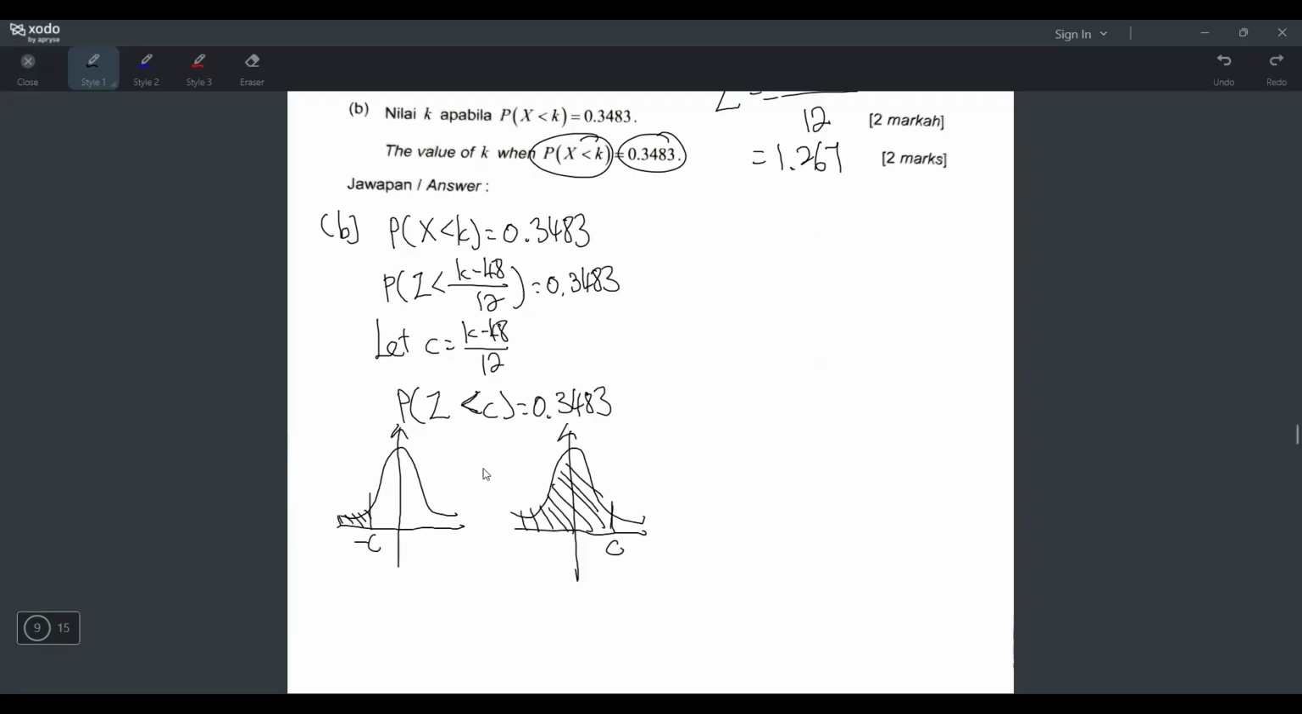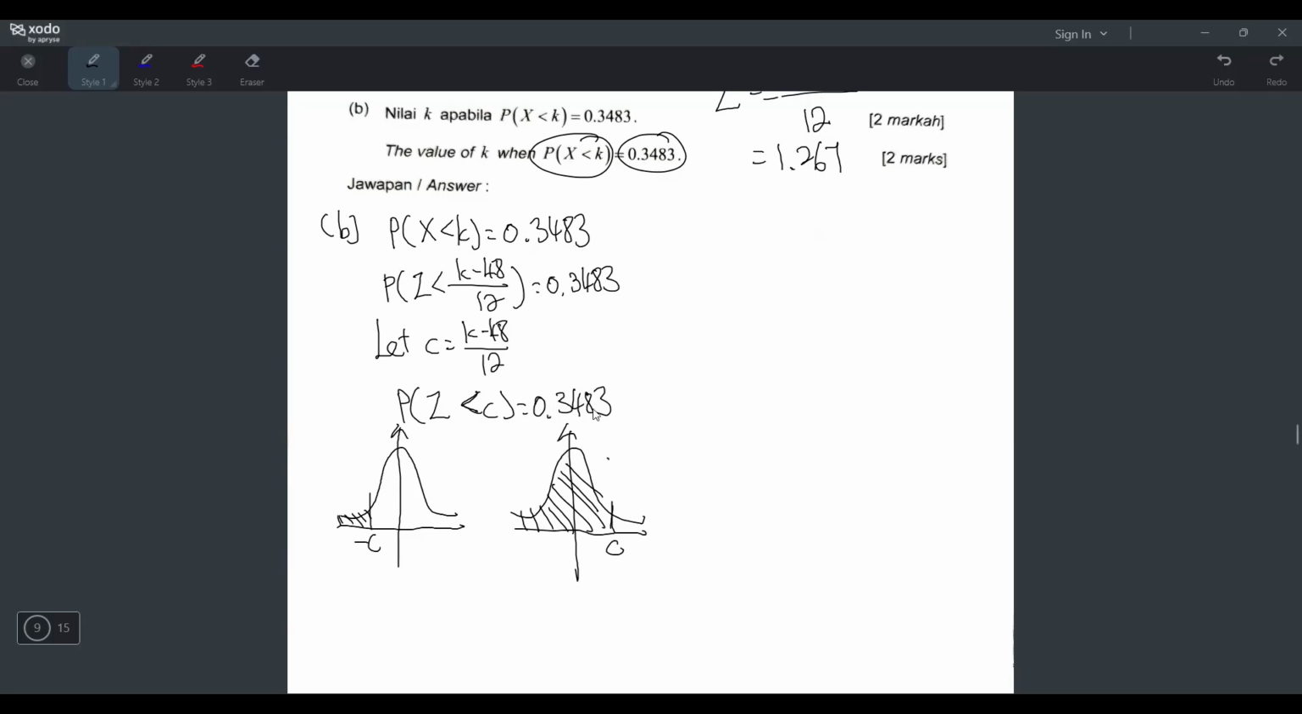Okay, which one will you choose? Which one will be the correct one? Only one of these is correct. So if you want to know which one is correct, you have to look at the probability value, or you can say look at the area. If the probability or the area is more than 0.5, then you choose the bigger area. If it's less than 0.5, then you choose the smaller area.